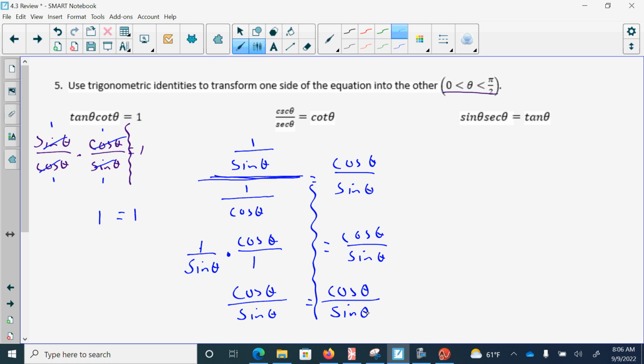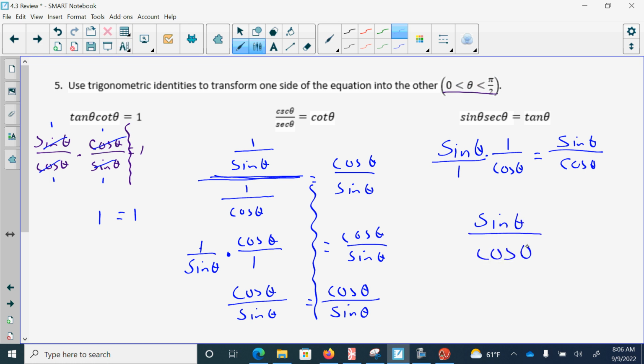Okay, the next one, I have sine theta times secant. So again, sticking with my plan of changing everything in terms of sine and cosine, secant is 1 over cosine theta, and I might want to write the sine theta over 1 so I can clearly see where my numerators and my denominators are. My tangent is, remember, sine theta over cosine theta. Now when I multiply, I'm going to have sine theta times 1, which will be sine theta, 1 times cosine theta, which will be cosine theta, and now I can show that the left side is equal to the right side.